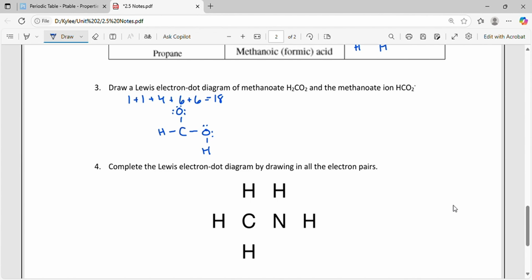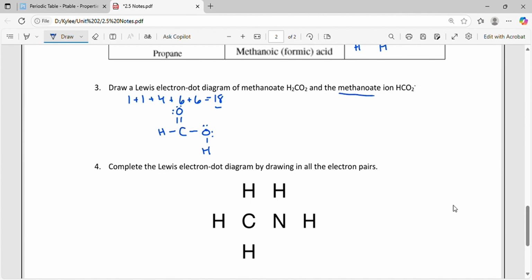Now you might be thinking, but now carbon doesn't have an octet. Well, that can be easily fixed by creating a double bond here by moving 2 electrons in and making a double bond. So that's what I'll do. I'll move 2 electrons in and make a double bond there. So I've only used my 18. Everyone has an octet that needs one. And that is an example of methanoate.